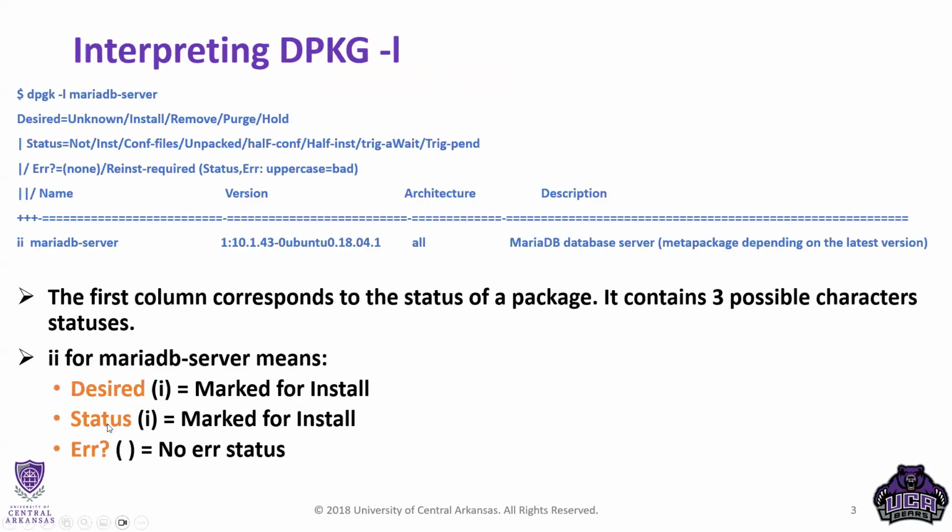All right, so now how do we actually interpret this? You can see at the top here, we have these keys. The way to read it is the desired column is this line right here. And then you can see if you have an i, that i corresponds to install. So it's marked to be installed. That doesn't mean that it is installed. The actual status is where we know if it is or is not installed. You can see we connect that down here.